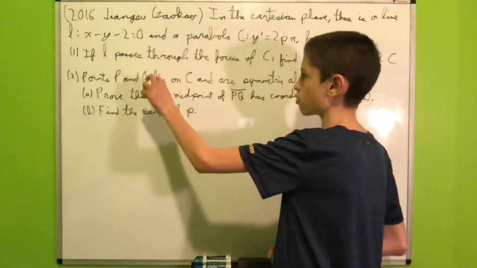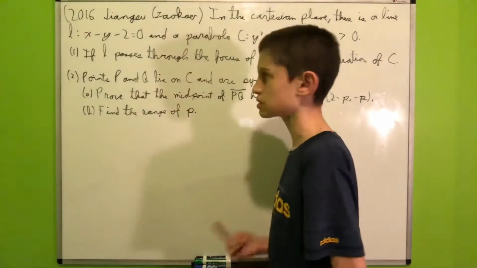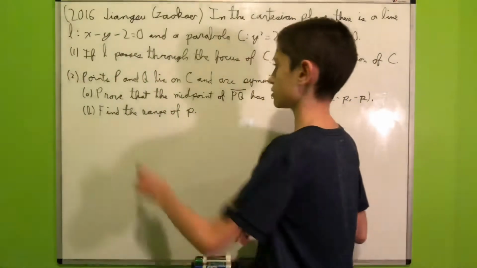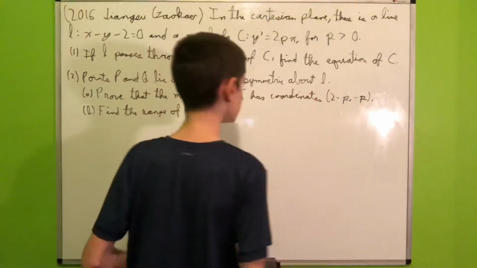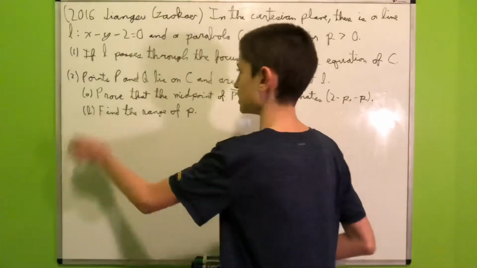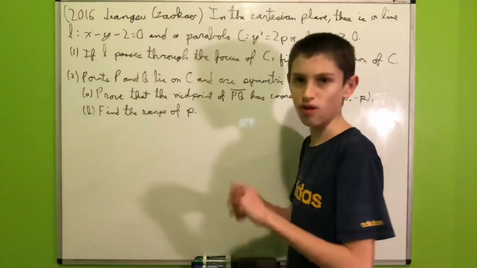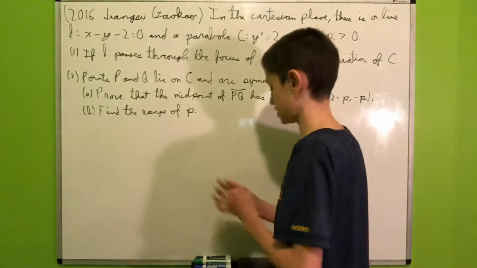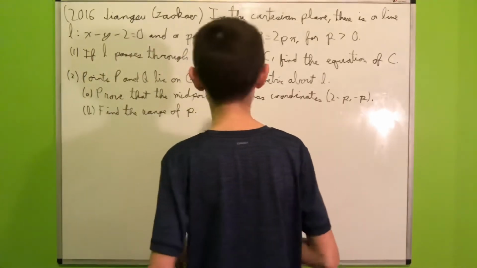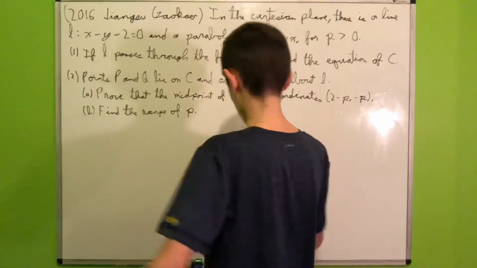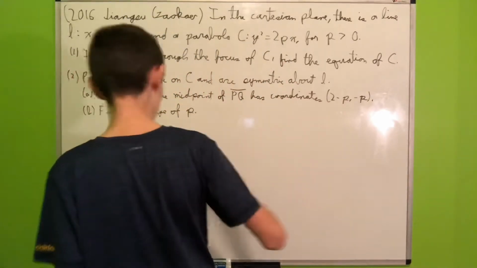And part 2 has two parts. We have 2 points P and Q that lie on our parabola C and that are symmetric about line L. Part A of part 2, we want to prove that the midpoint of segment PQ has these coordinates. And part B, we want to find the range of p, so the interval that p must lie in for this to hold. Okay, so let's get started. We'll start with part 1 because it's the easiest. I'll just write part 1 just to be clear.